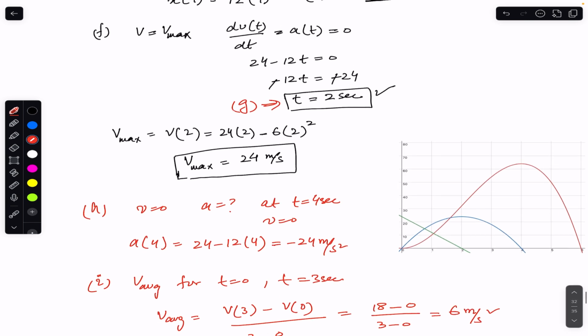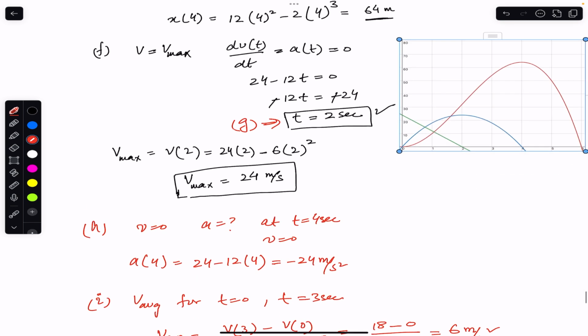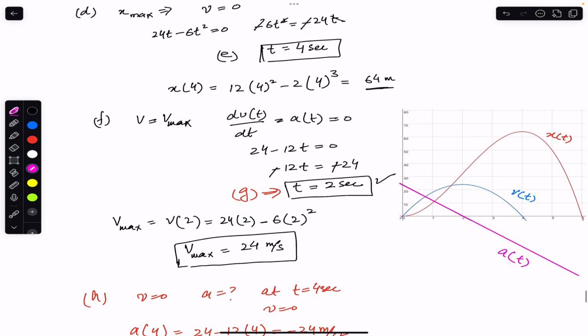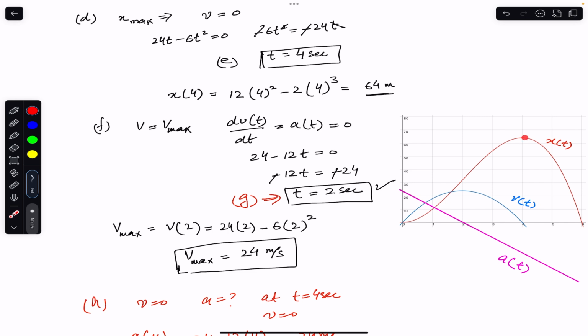Now for reference, I have drawn these three graphs, and the red one is showing the x of t graph. The blue one is velocity as a function of time, and the green one, the straight line, is the acceleration. Let me extend this. This is the acceleration as a function of time. Now, as you can see, the maximum x coordinate is 64 meters. This is 60, so somewhere here is 64.